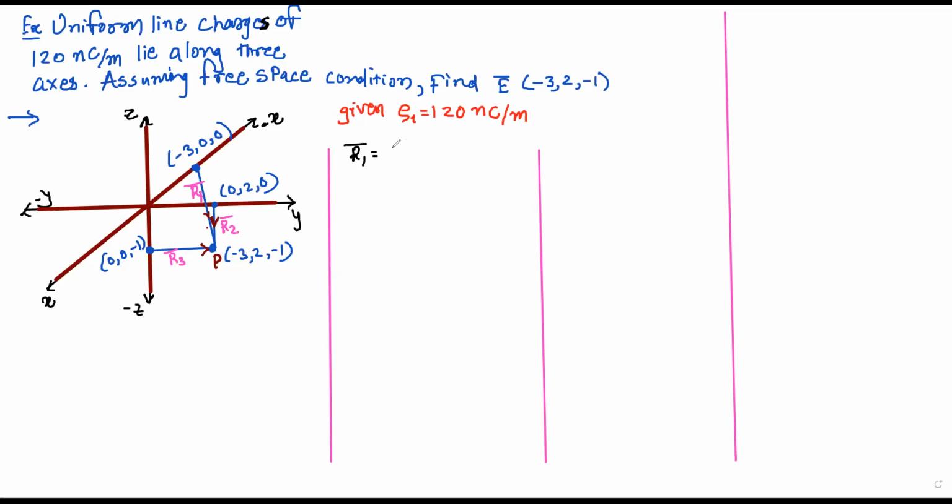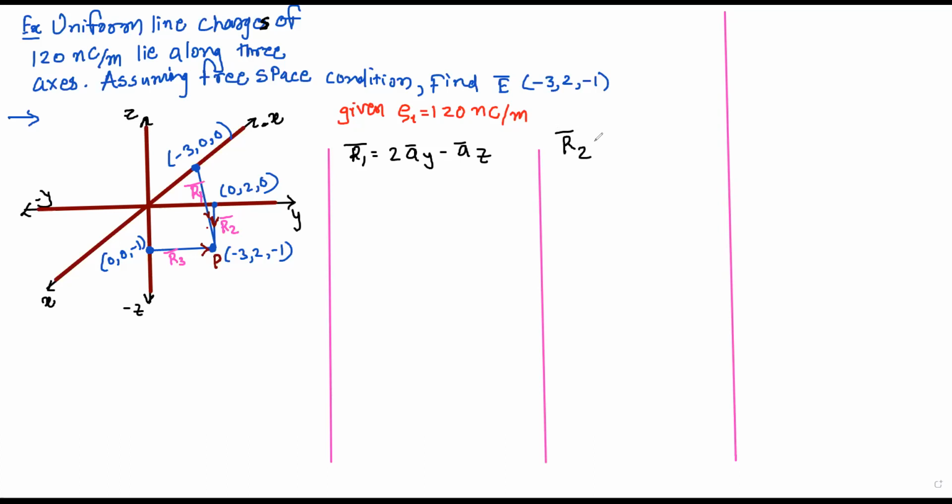See, you should be able to calculate the vector immediately. 2 a bar y minus a bar z. Make me correct if I'm wrong. Is this vector correct? Yes or no? Yes, sir. Okay, then we have R2.